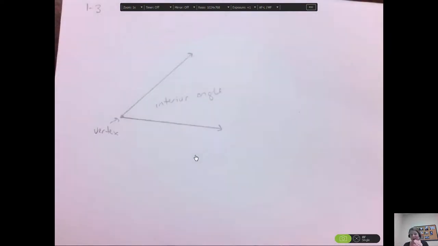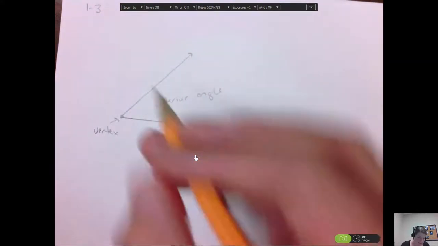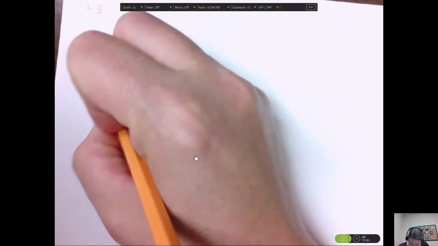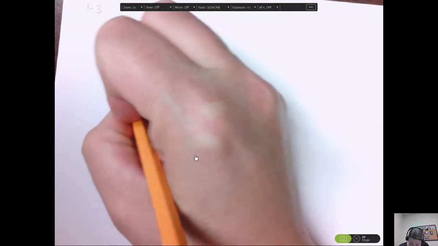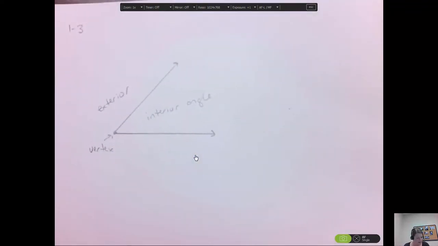It would look like the Pac-Man, right? Here's the mouth. The big part would be the outside. That's called an exterior angle. Sometimes that's kind of overlooked, but we do have exterior angles that sometimes we want to talk about.